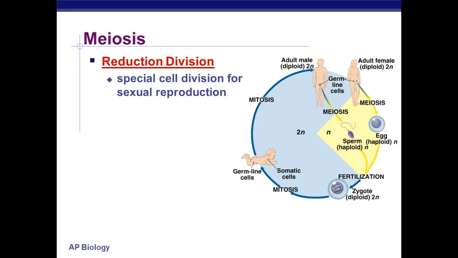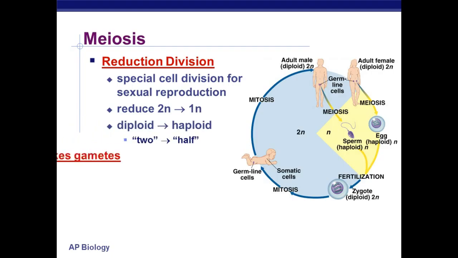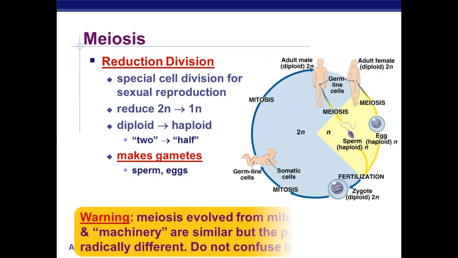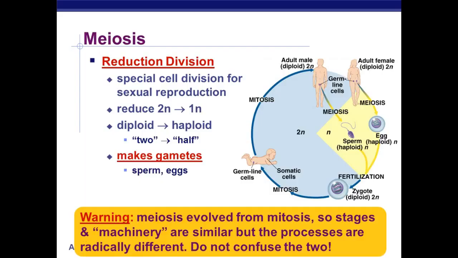We often call meiosis a reduction division because while we are dividing the cell, the purpose is to reduce the number of chromosomes. We want to cut the number in half, go from diploid to haploid. So this process will make the gametes, getting us egg and sperm. Important thing to keep in mind. In the next video, we'll go over more of the steps of meiosis, but meiosis evolved from mitosis. Mitosis came first. So the stages and the parts needed to accomplish it are very much the same.